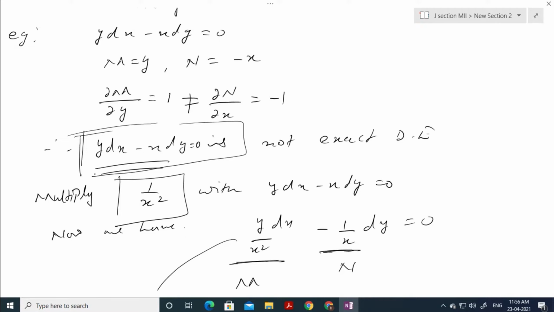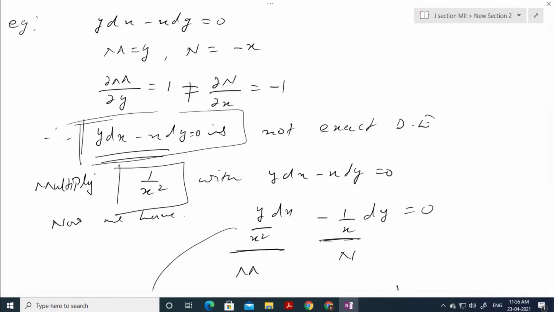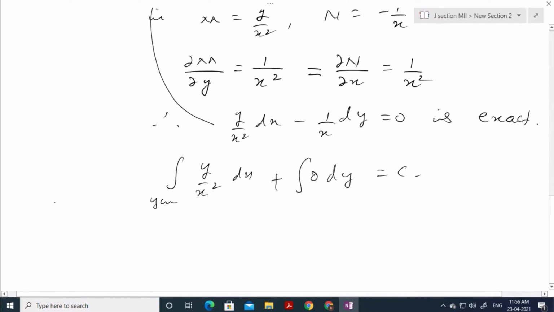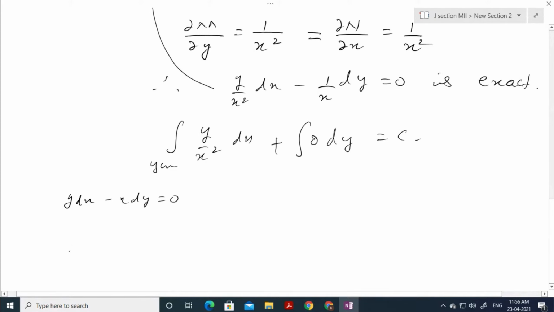Huh? 1 by y square. Okay, 1 by y square. So let us try. What was the given equation actually? y dx minus x dy is equal to 0. So now I multiply by 1 by y square. When I multiply, I will get 1 by y dx here, and here x by y square dy.